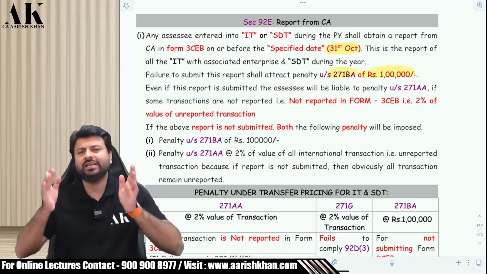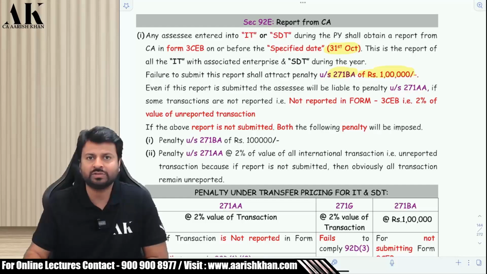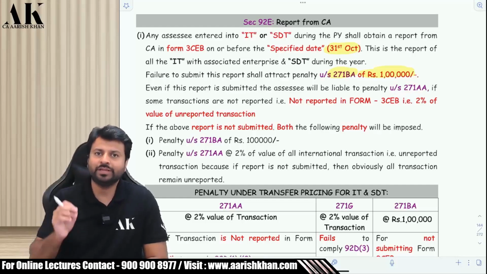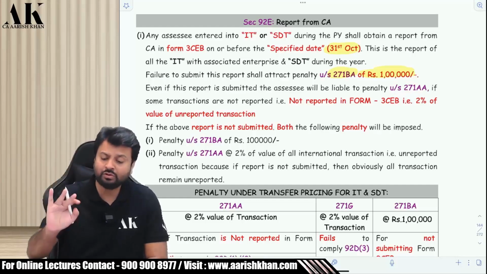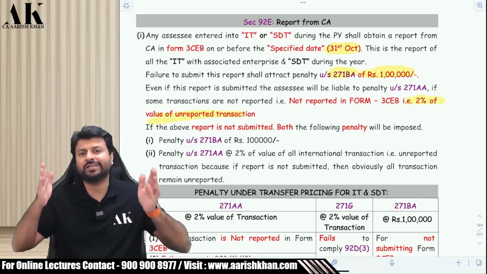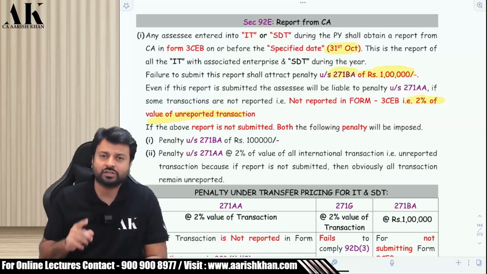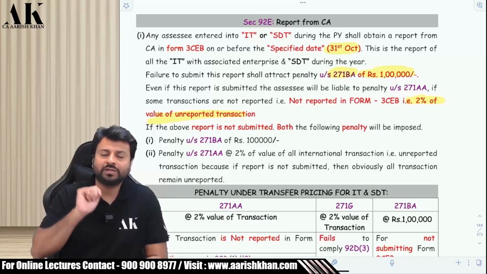Okay. Now, what is there in that report? In that report, you have to list all the transactions, international transactions and domestic transactions, that you have entered. You have to mention all the transactions. So, if you fail to mention those transactions, then 2% of the value of transaction. So, if there are suppose 10 transactions, out of that you have only mentioned 8 of them, 2 are not mentioned, you missed 2 transactions. So, on those 2 transactions, you have to pay 2% of the value of transaction.